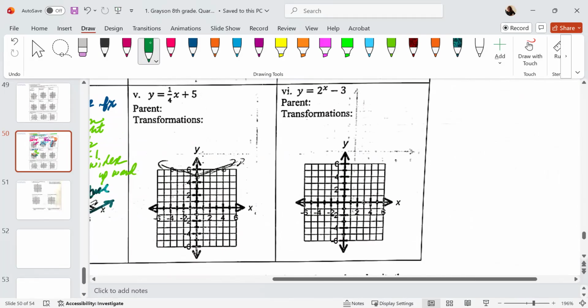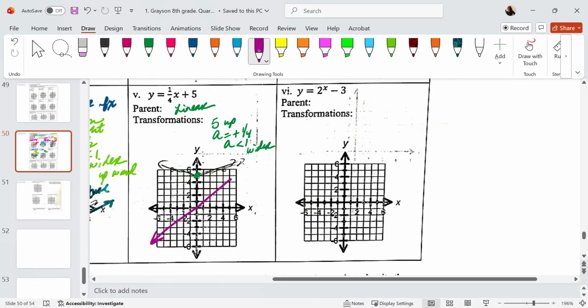All right, parent function. This is, what do you call this one? Linear. Linear. So 5 up. Since a is a positive 1/4, a is less than 1, so it is going to be wider. Correct? So, 1, 2, 3, 4, 5 up, and then it's just going to be wider, so it's obtuse. Correct? And your original one should be like, or no, I'm sorry, hold on a second, I screwed this up. No, it's linear. Why is it an absolute value?